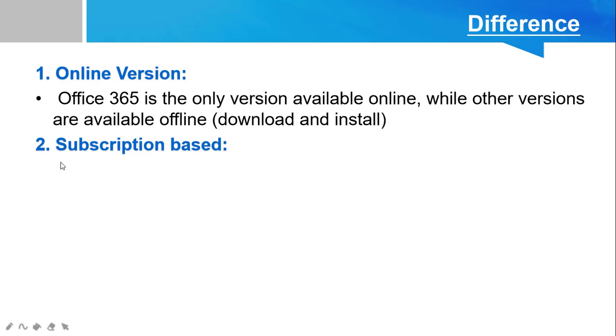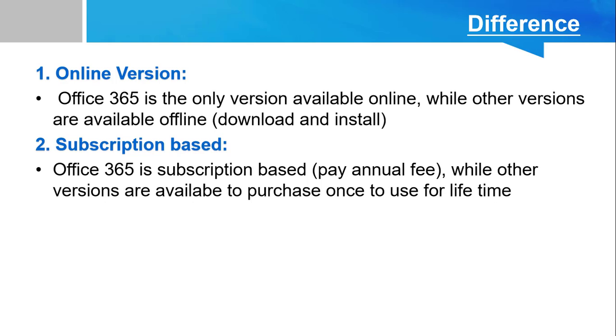Number two, Office 365 is subscription based. It means you have to pay an annual fee, while other versions are available to purchase once and use for a lifetime. You have to pay annually for Office 365. You have to purchase a license for Office 365. But for the other remaining versions, you have to purchase once and use for a lifetime.